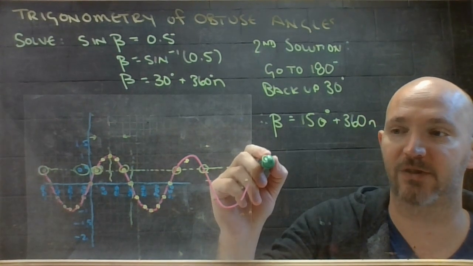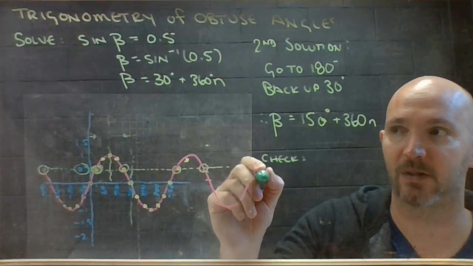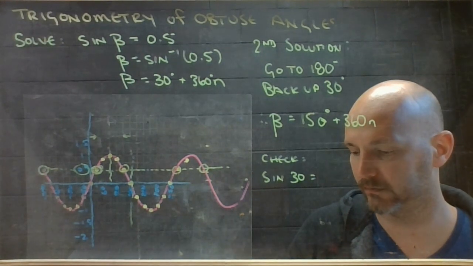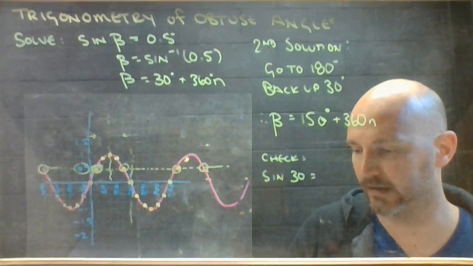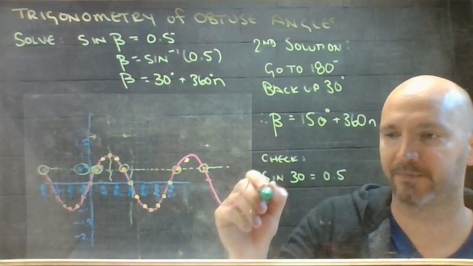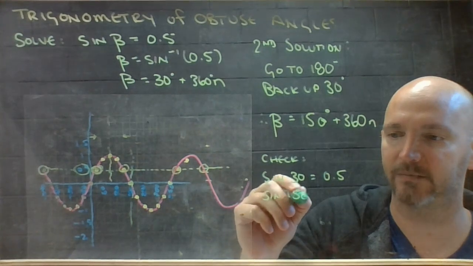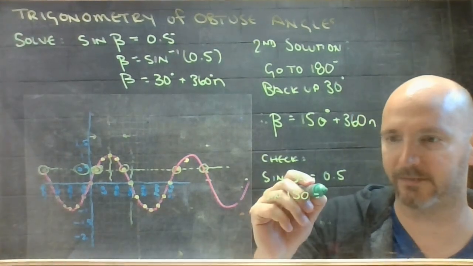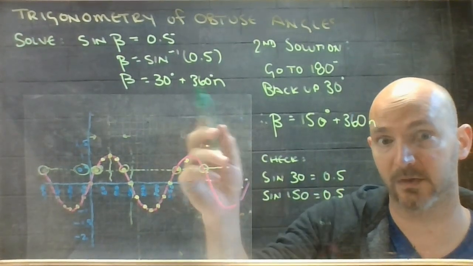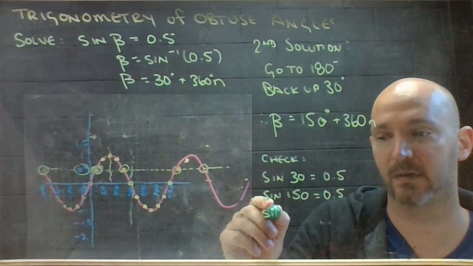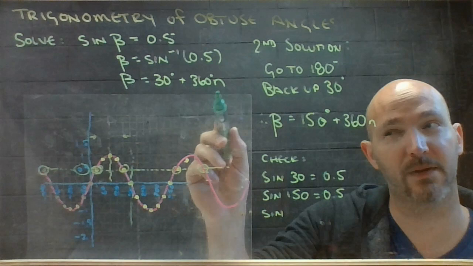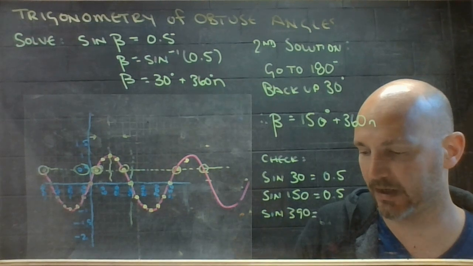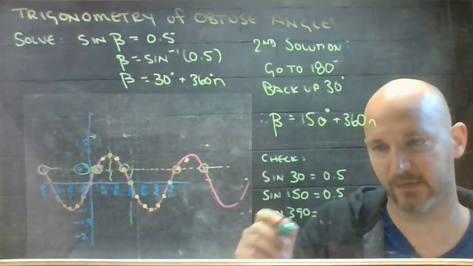Okay, now you should always check your work. So just quick, pick up your calculator, try sine of 30. Sine 30 is 0.5. Check sine 150. 0.5. Now, check one of these solutions. 30 plus 360 would be 390. Try sine 390. 0.5.